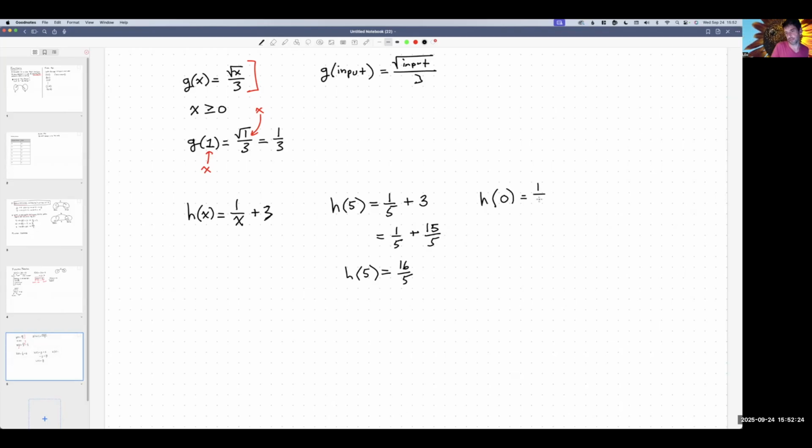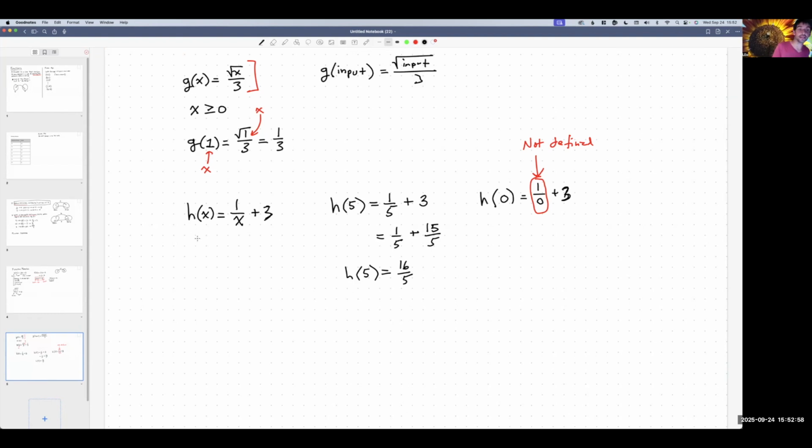And I get 1 over 0 plus 3. And hopefully we remember that 1 over 0, in fact, anything over 0 is not defined, right? Division by 0 is not defined for us. It's almost never defined. There's some weird cases where people decide it's useful to have it defined, but we're not going to ever deal with those cases in this class. So division by 0 is just not defined.